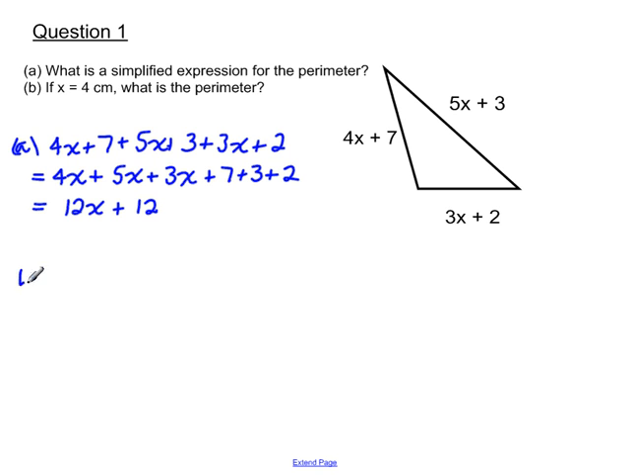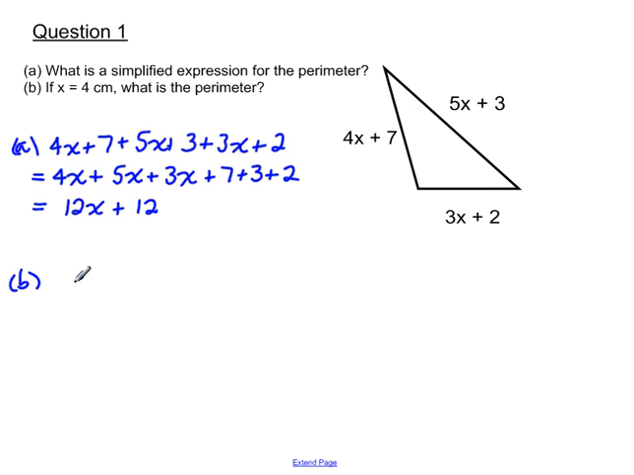For part B, it says, well, what if x was 4? What would the perimeter be? And one thing you could do is you could replace each of these with 4 and figure out what each side is and then add them up. But a little bit easier is to just use your expression that you found in part A.